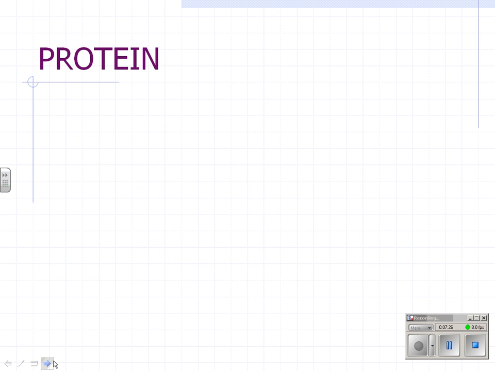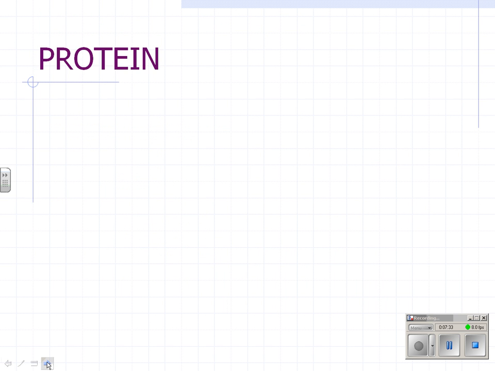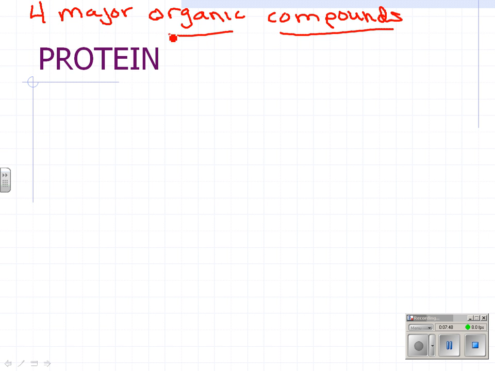All right. So now what we're going to do is talk about the 4 major organic compounds. Okay, and I should have put in a title slide for this part. There are 4 major organic compounds, and you want to write this into your notes, or somehow when you're doing your note-taking make sure that this is what's coming next. Number 1 is protein.